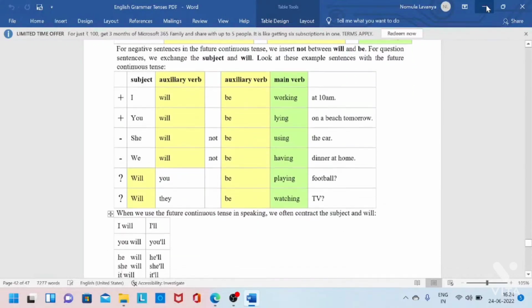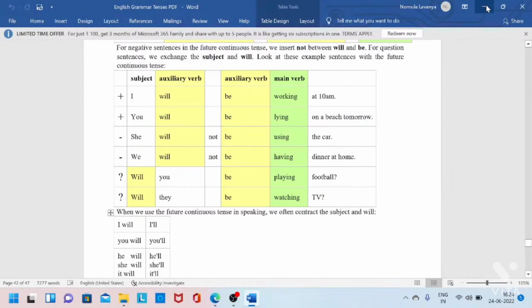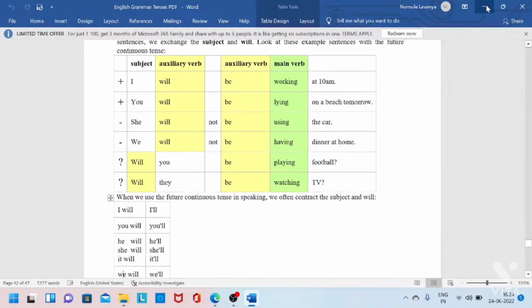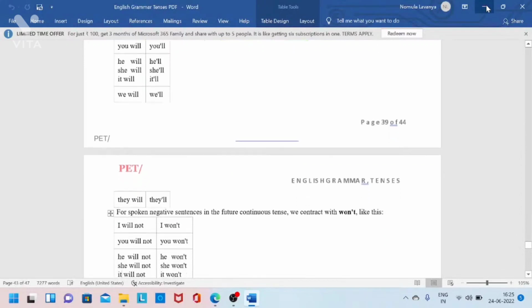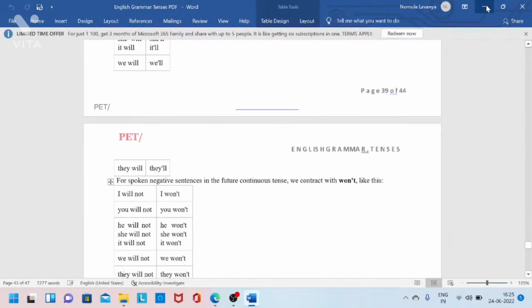So for the future continuous tense in speaking, we often contract the subject and "will". So see, I'll, you'll, he'll. So these are the future continuous tenses in speaking. For the spoken negative sentences in the future continuous tense, we contract with "won't". As usual in the future tense, what we have used is the same: I will not becomes I won't. You will not becomes you won't. He will not becomes he won't.